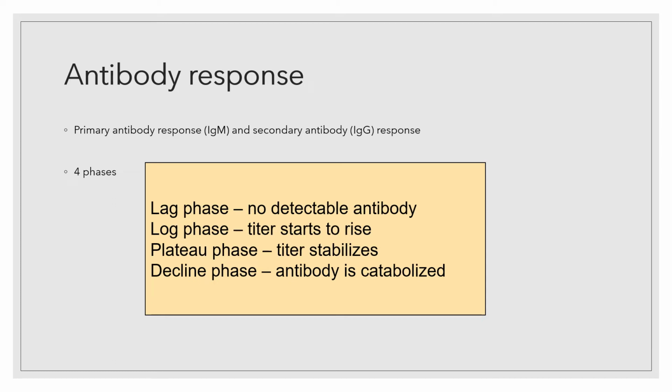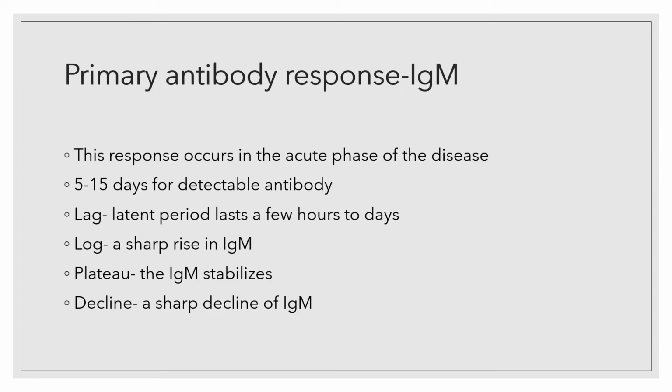The lag phase, where there's no detectable antibody in serum. The log phase, where the antibody titer starts to rise logarithmically. The plateau phase, where the titer stabilizes, and then finally the decline phase, where the antibody is catabolized and the antibody is destroyed during this metabolism. There are 5 antibody classes: IgA, IgG, IgM, IgD, and IgE.